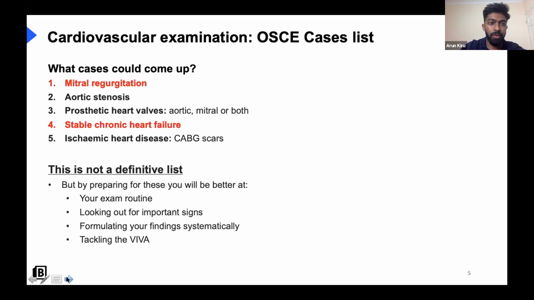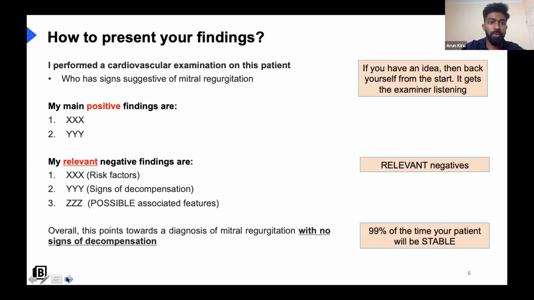Okay, so before we go into the cases, just a quick summary of how to present findings. This is for anyone who hasn't been to any previous teaching sessions that we've done. We always recommend presenting in a very similar, systematic, structured way where you know what you're saying almost before you say it. So when you finish your examination routine, all you can think of is, I think this is what's going on and these are the findings.